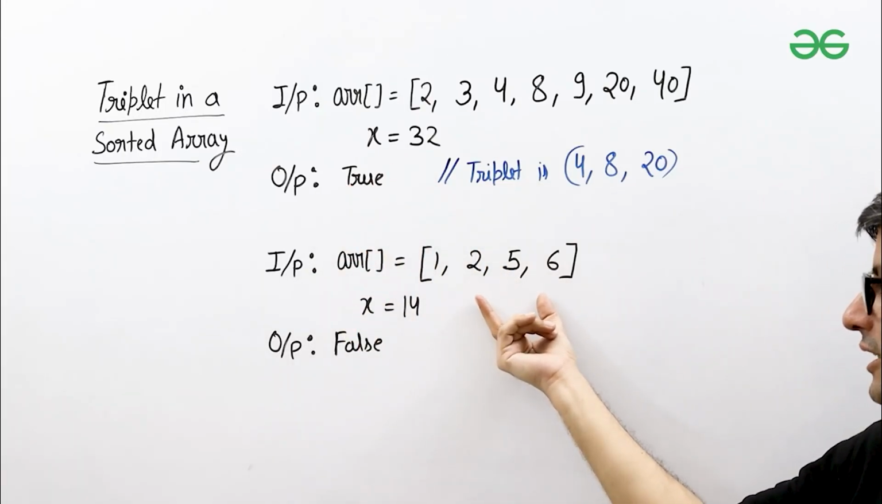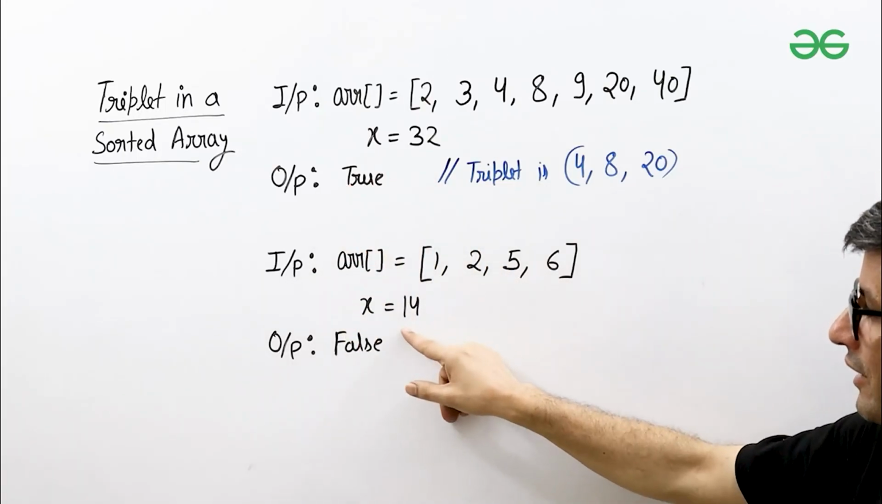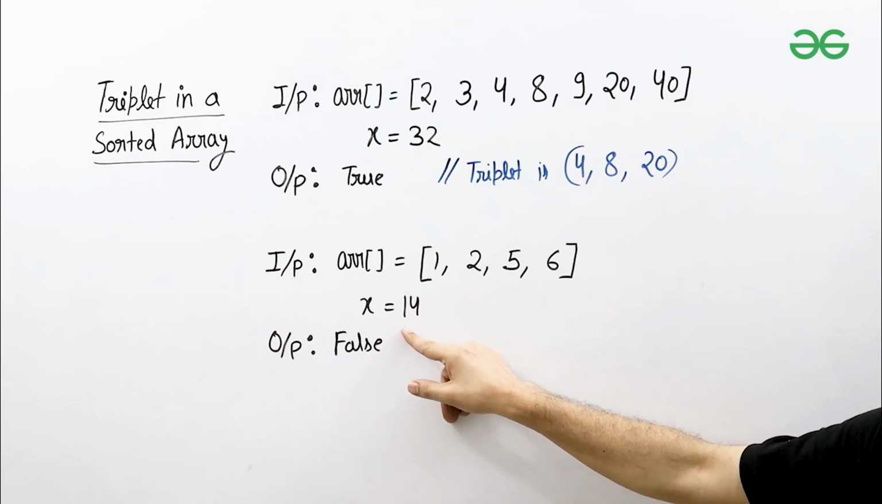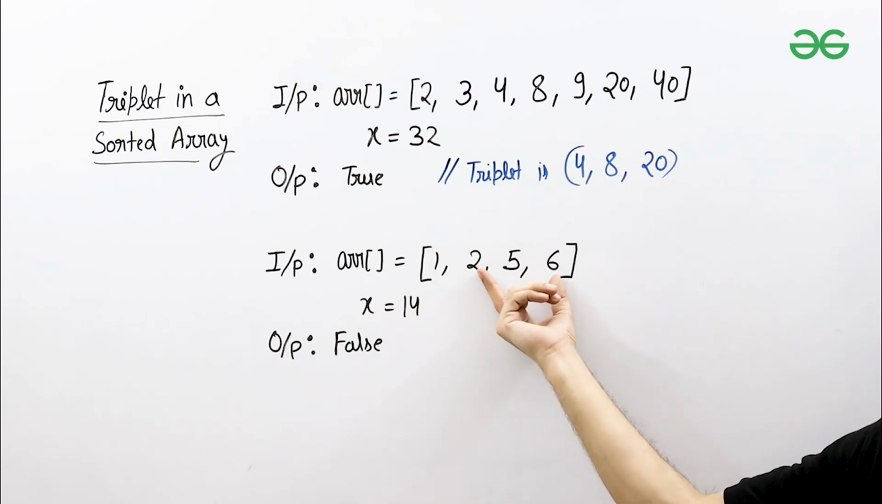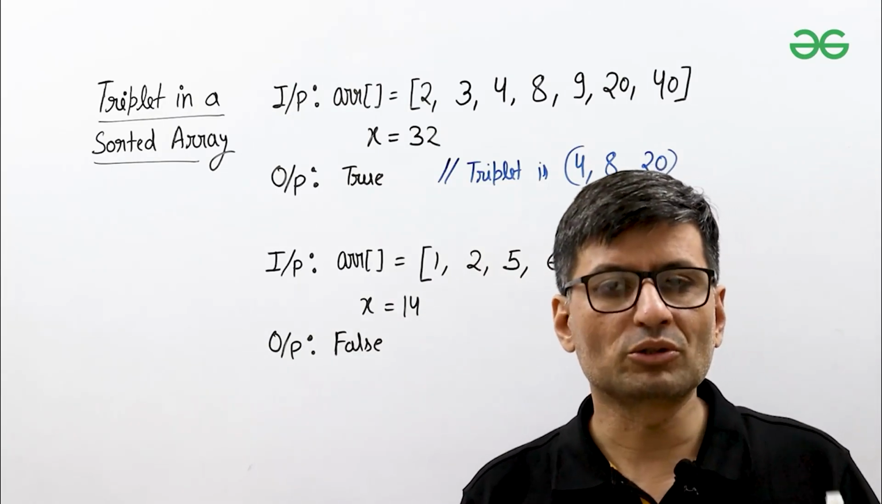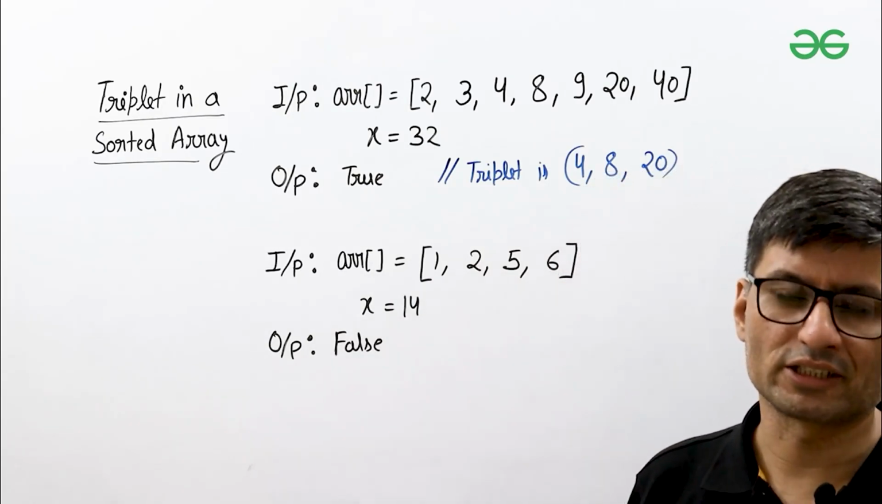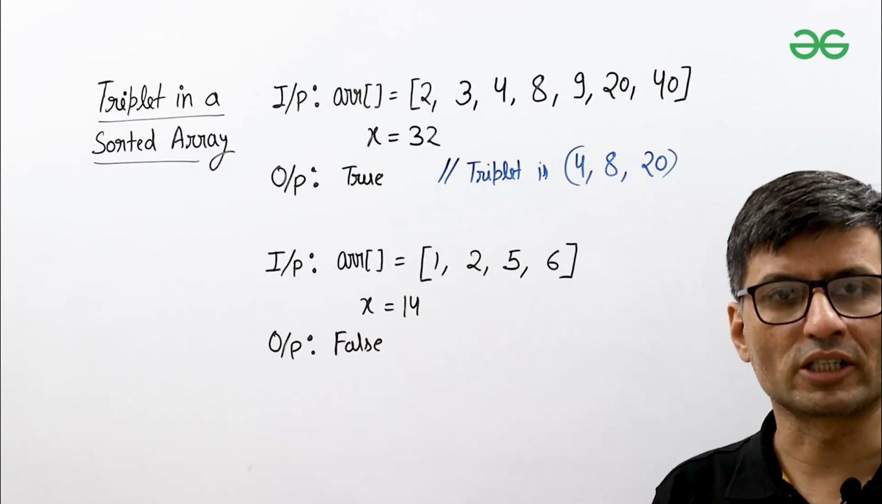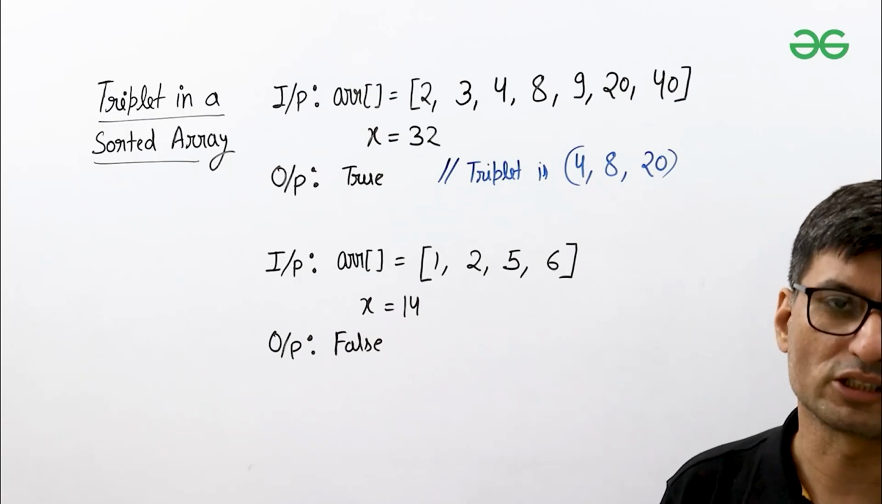If you see this example, we are given the sorted array and the number x is 14. So there is no triplet with sum 14. Even the largest sum is more than 14. So our output is false. Now please pause this video and try to think of a solution that takes an array and number x as input, returns true if there is a triplet, otherwise returns false.